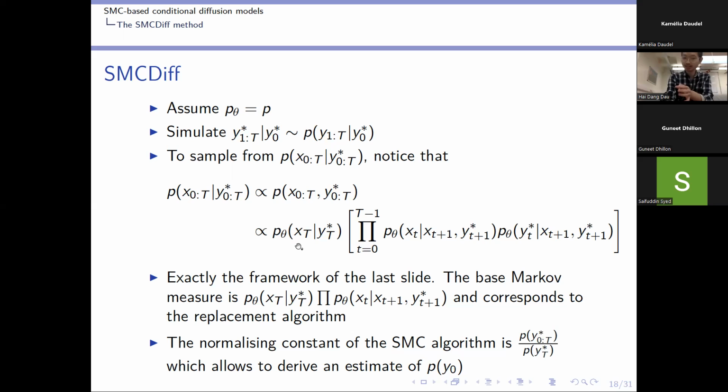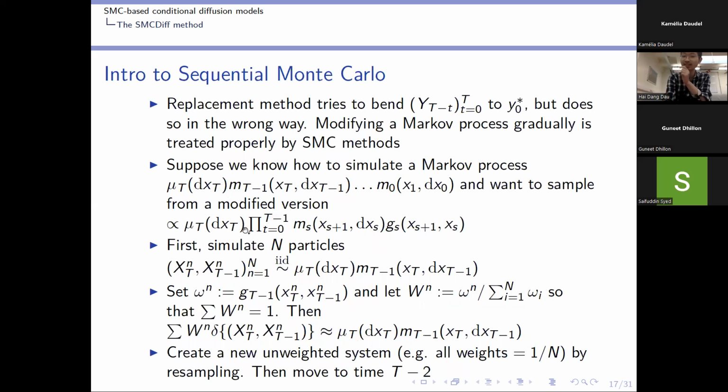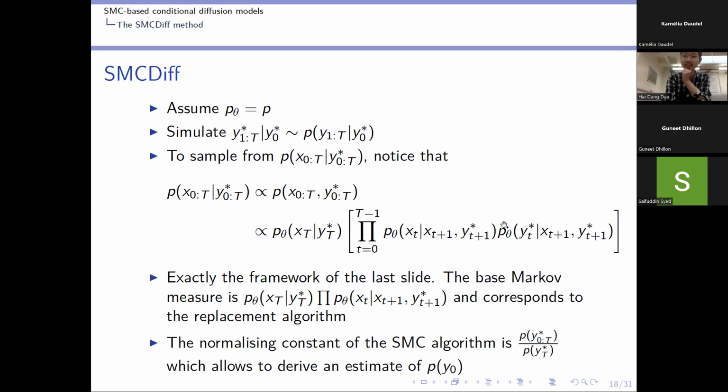The first 2 terms here form the Markov measure you can simulate. This is exactly the framework of the previous slide: you have a distribution of this form, where you have a Markov part and a weight term, a potential function. So you have the Markov part here that you can simulate easily, and you have the potential function here, which says how much y_t star matches x_{t+1} and y_{t+1} star. This is something that you have learned before from your neural net.